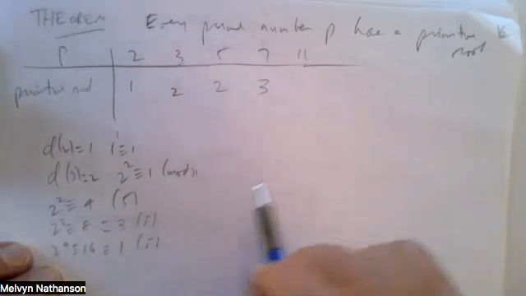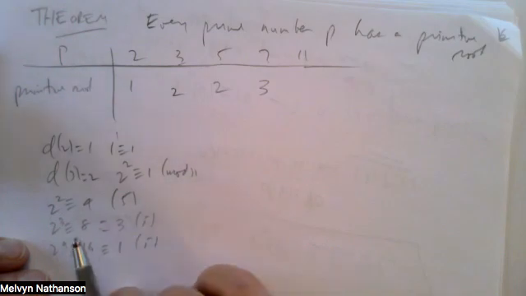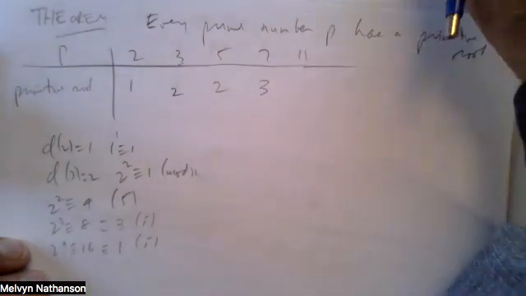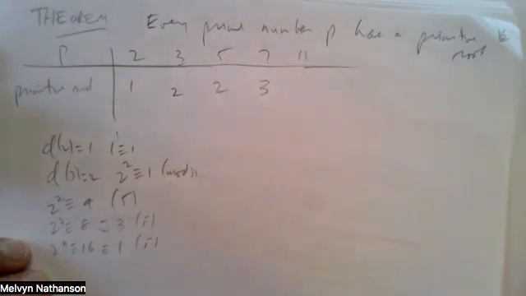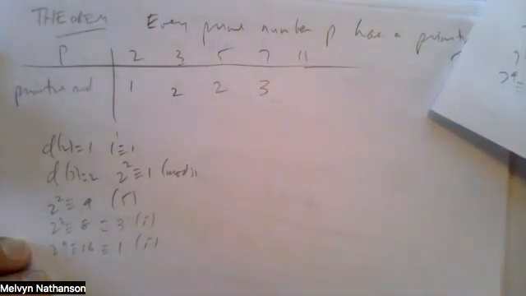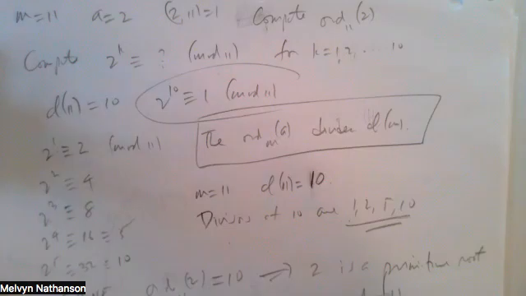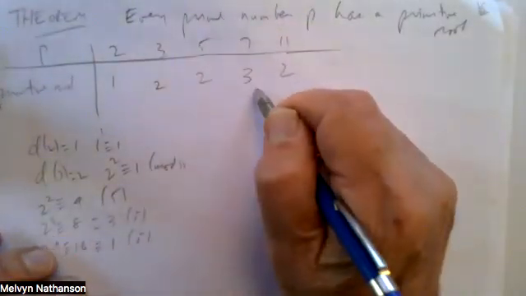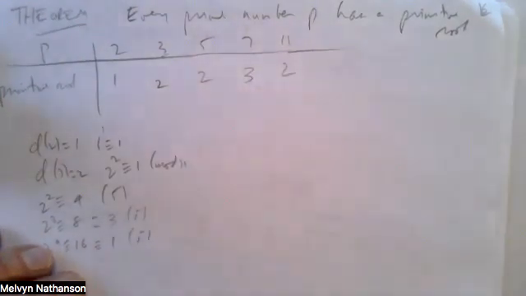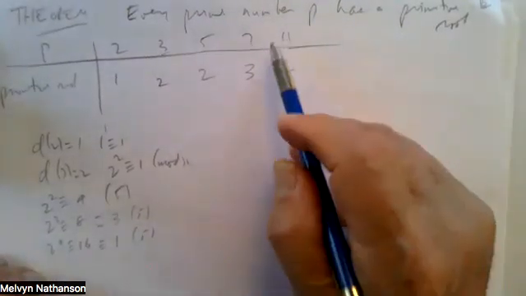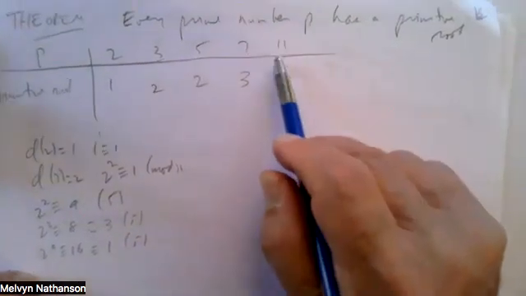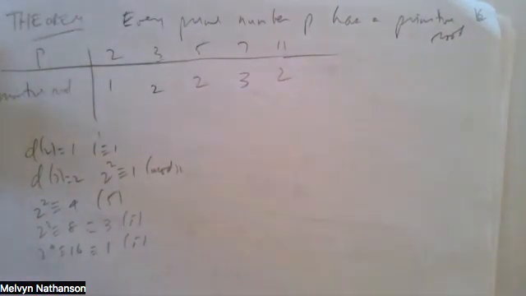Mod 7, 3 is a primitive root. And did we calculate mod 11? I thought we did. Let me see. Oh, here, mod 11. 2 is also a primitive root mod 11. 2 is not a primitive root mod 7, but it was for 3, 5, and 11. But this is just an instance of the result that for every prime number p, there exists a primitive root.